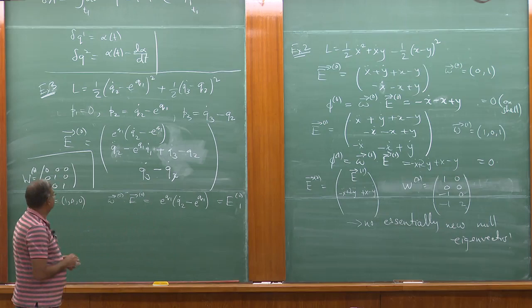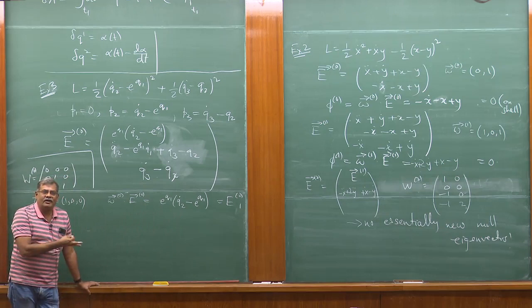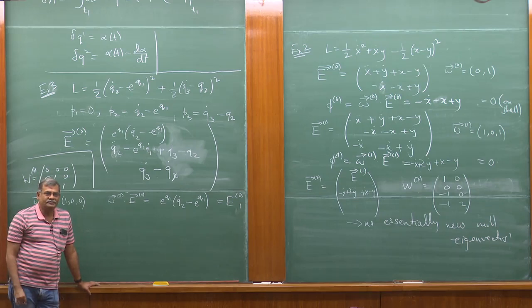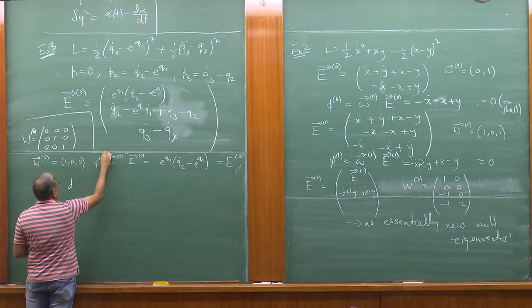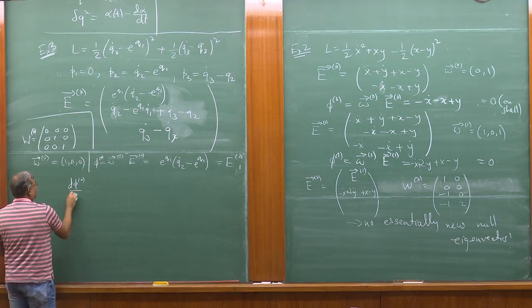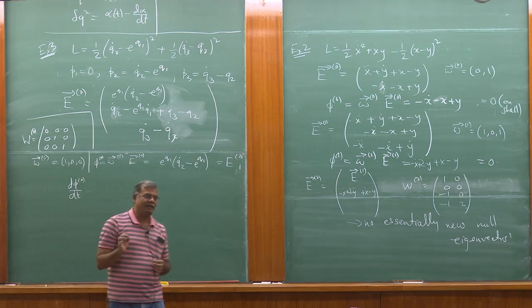Okay. Now the procedure is straightforward. You have found the constraint, it has to be valid at all times. So its derivative has to be appended as a new equation. Right? Is that okay? So this is phi 0, your zeroth order constraint. And d phi 0 dt. In general, this will really be a vector of constraints, right? Here you have only one null eigenvector, so you get one constraint.